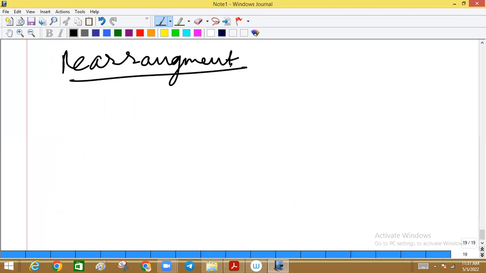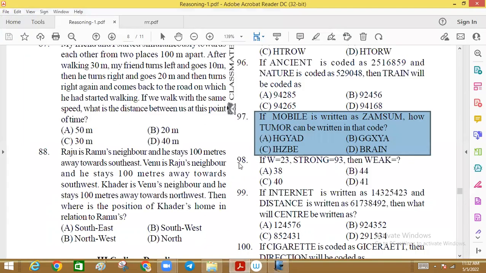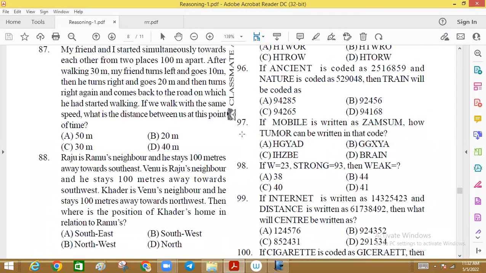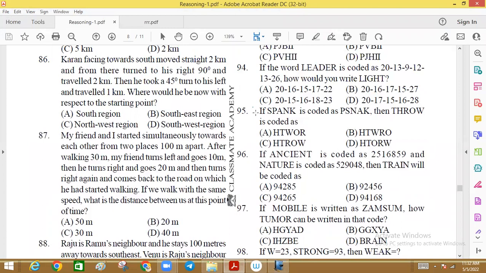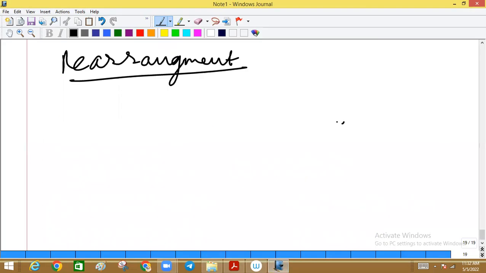The next type of questions is rearrangement. It is an easy topic. You can get the answer very easily. Okay, so let's start some rearrangement questions. What is the meaning of rearrangement first? If you see this question, you'll understand what exactly it is called as rearrangement.